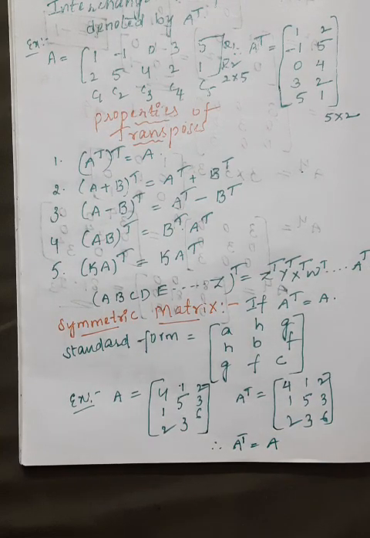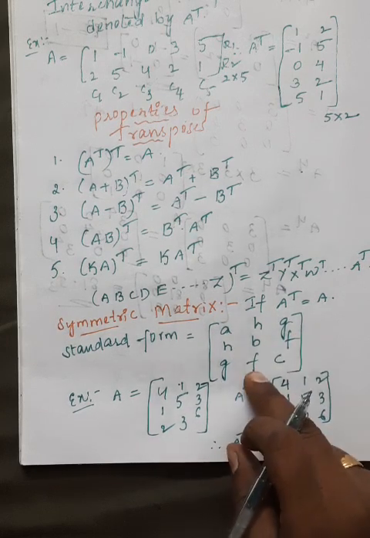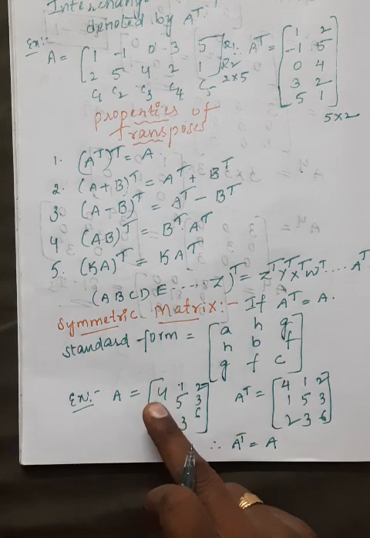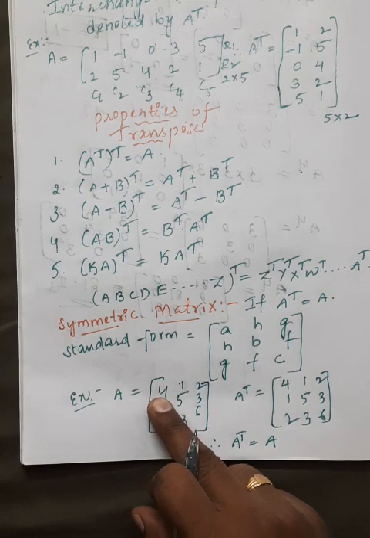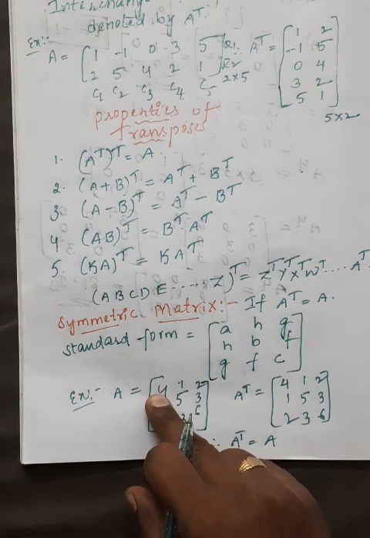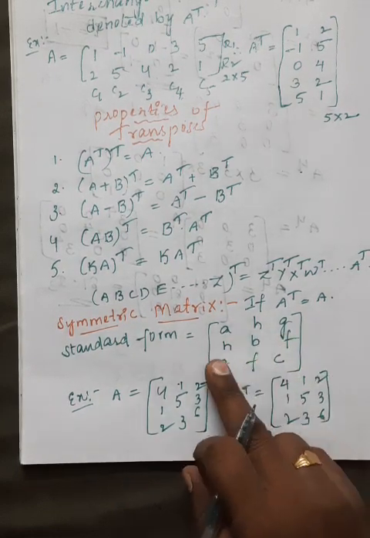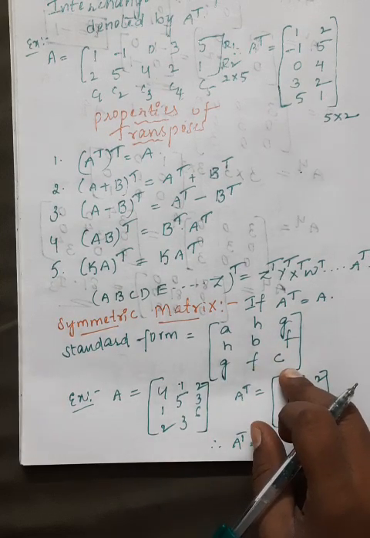So any matrix which satisfies the condition A transpose is equal to A, we call that matrix a symmetric matrix. And any symmetric matrix is of the form A, H, G; H, B, F; G, F, C, which is the standard form for a symmetric matrix. If you remember the standard form, then we can create any number of symmetric matrices from this standard form. So simply you can remember it like this: a handsome girl having a boyfriend go for a cinema. So like this also you can remember.